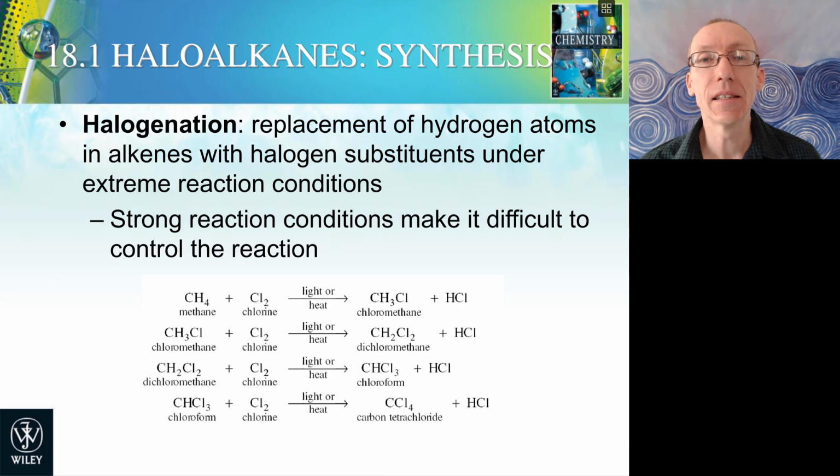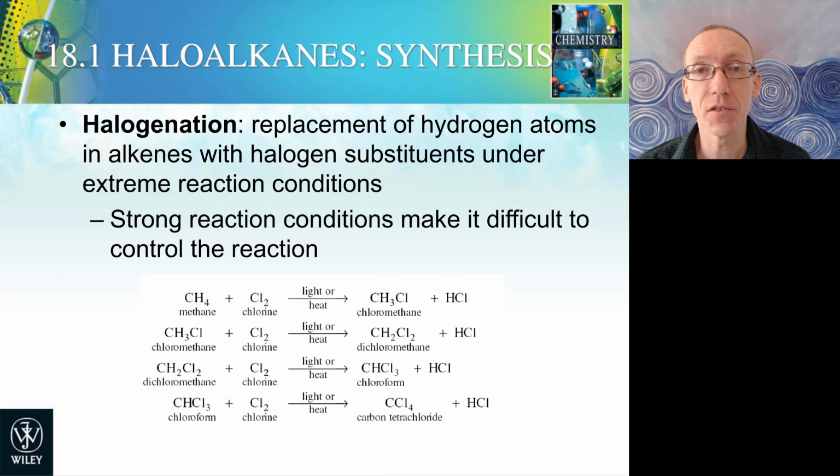So haloalkanes are generally synthesized through a halogenation reaction. And this is different to the halogenation of alkenes. This is a replacement of hydrogen atoms via a radical reaction. So we take methane, for example, and we chlorinate it with chlorine in the presence of either light or heat, and we generate chloromethane and one equivalent of hydrogen chloride.